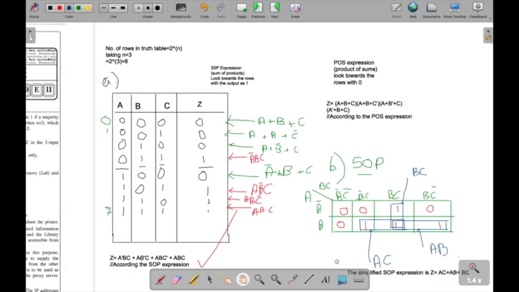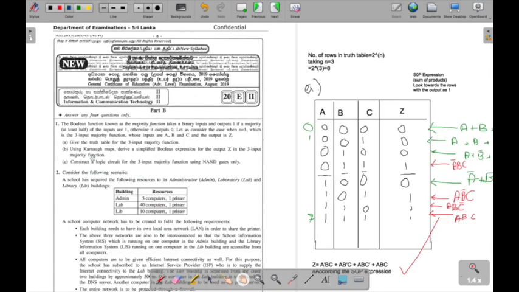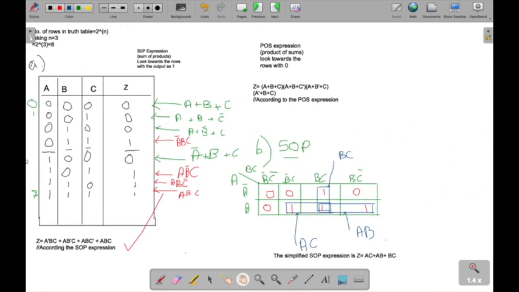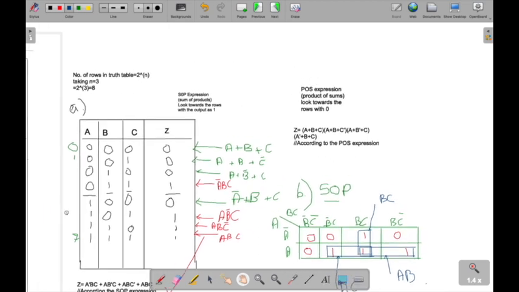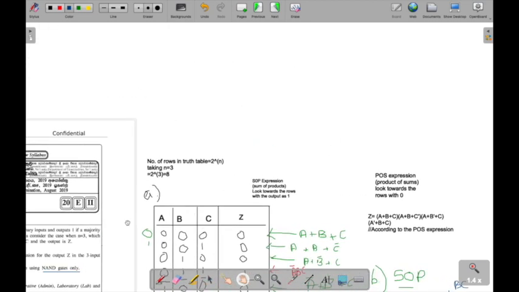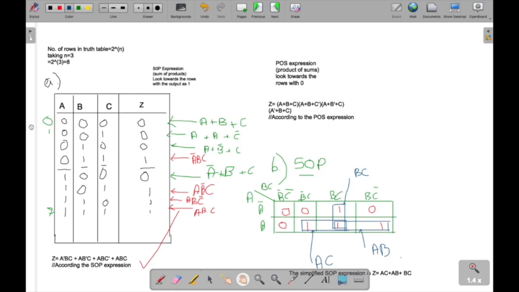So moving on, we have to construct a logic circuit for the 3 input majority function using NAND gates. So here you should underline the word NAND gates only. In this question they have given NAND gates only. Let's underline that, NAND gates only. So that means that we should only use NAND gates for this question. We cannot use any other gates, such as NOR, we can't use AND gate, we can't use NOT gate, we should only use NAND gate.